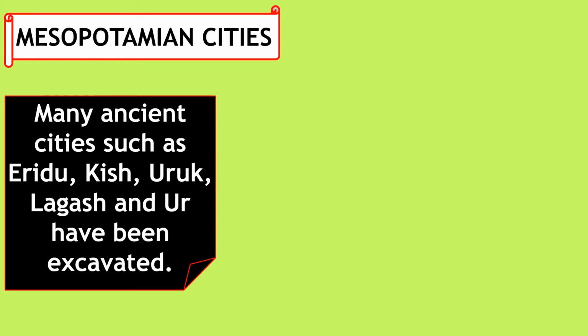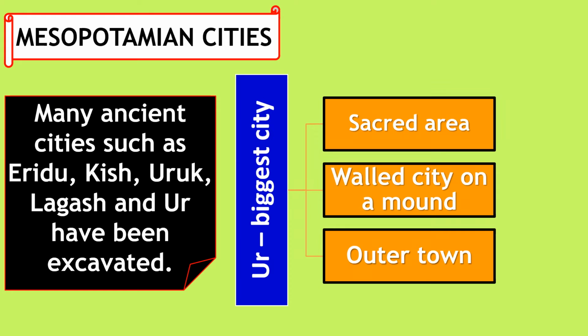Mesopotamian cities. Many ancient cities such as Eridu, Kish, Uruk, Lagash and Ur have been excavated. Ur was the biggest city. At the same time, it was also a major port of trade. Ur, the biggest city of Mesopotamia, was divided into 3 parts: the sacred area, the walled city on a mound, and the outer town.